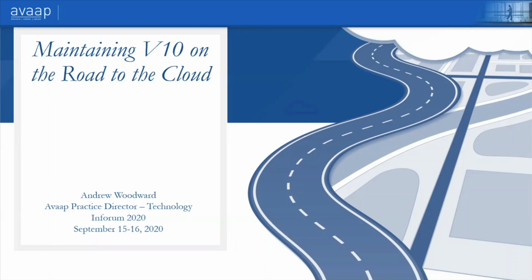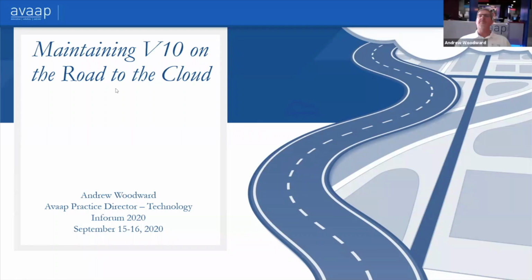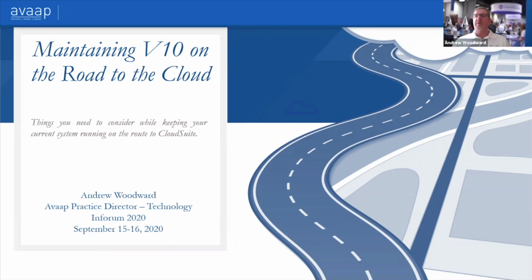Instead, I wanted to take a little deviation and talk about some of the things we need to consider when it comes to maintaining our current system. Most of us are on version 10, and we've got some clients on version 9 still. So what do I need to do over the next period, as I go down this road towards CloudSuite, to keep my system up and running at optimal performance?